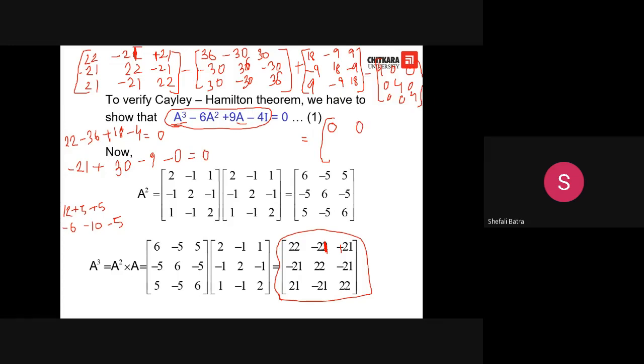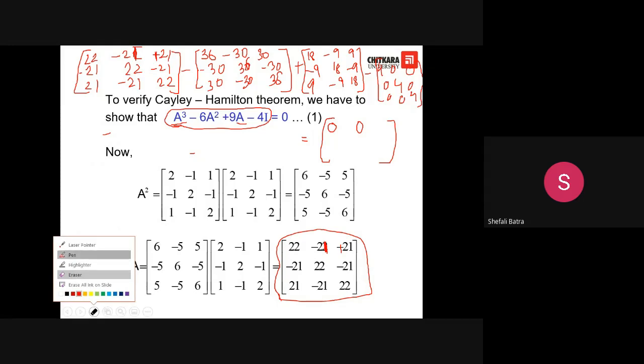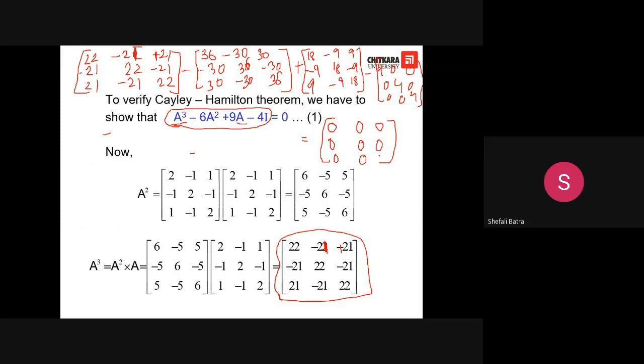Now please check, beta. Check for all entries. Are you getting 0? Yes, ma'am. Checked it. So this is a correction. It is minus 21 and it is plus 21, right? And then after simplification, you are getting all entries are 0. So I can say that left hand side is equal to right hand side. This means Cayley-Hamilton theorem is verified, right?